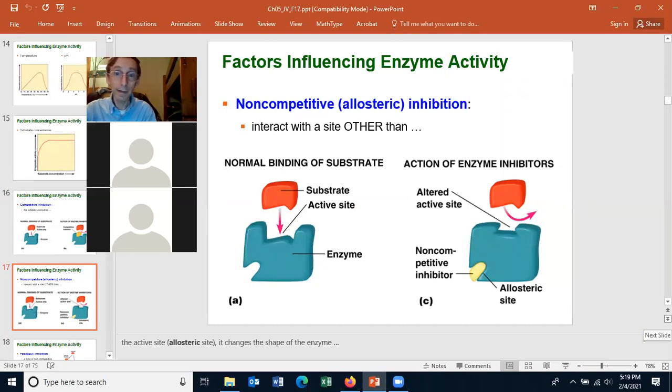There's also non-competitive inhibition. It's also called allosteric inhibition. So these two words, non-competitive inhibition and allosteric inhibition, mean the same thing. That's when the inhibitor binds at another site of the enzyme that is different from the active site. How that works is when the non-competitive inhibitor binds to the enzyme, it changes the folding pattern of the enzyme. So now the active site can no longer fit the substrate.